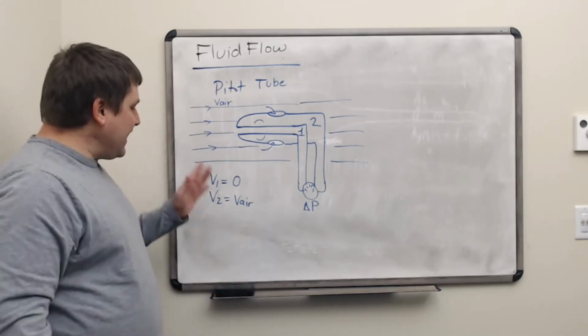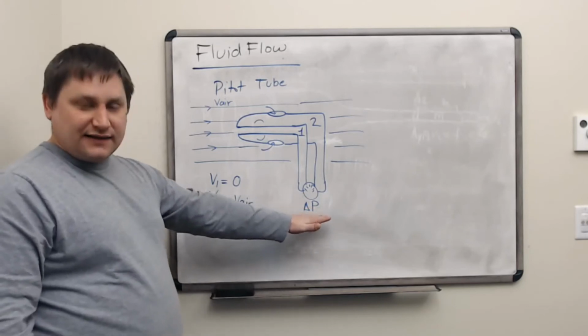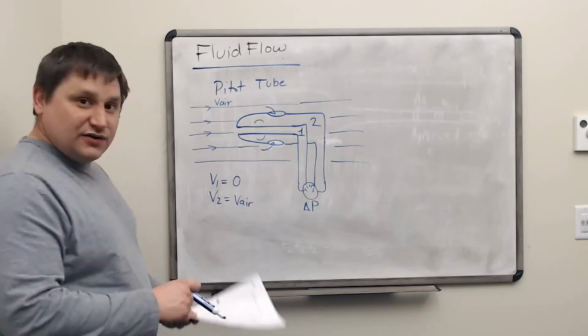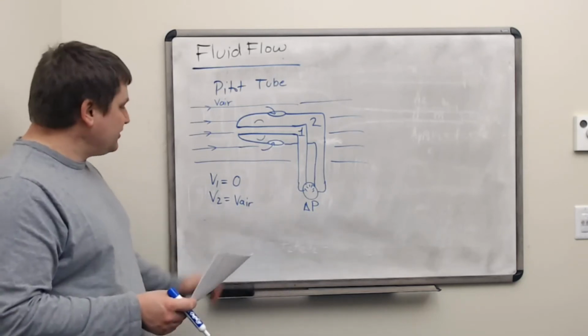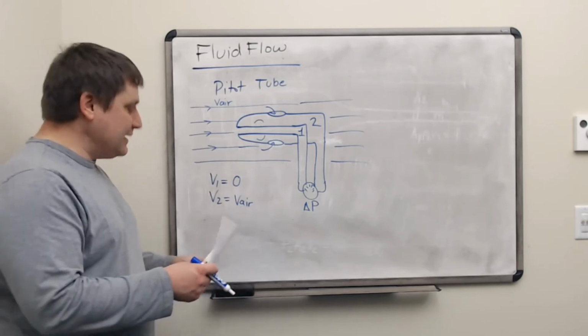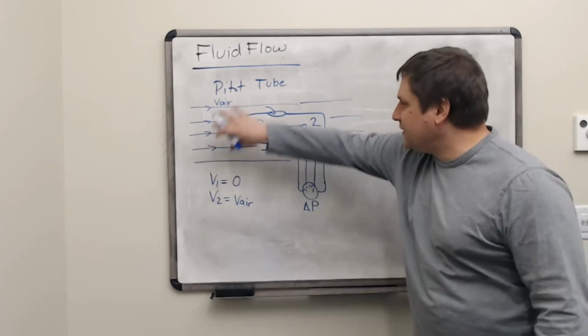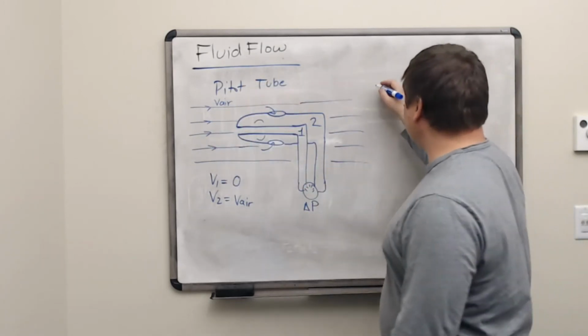All right, now if the air is moving at all, a difference in pressure is detected at this pressure gauge down at the bottom. And we're going to use Bernoulli's equation to relate that difference in pressure to the air speed. All right, so we've got a fluid flow here, the flow of the air past the pitot tube. That means we can apply Bernoulli's equation.